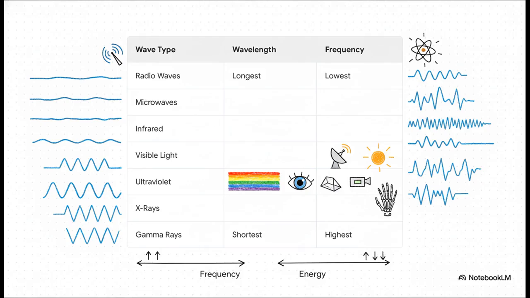And here you can see the whole family laid out. Over on the left, you have long, low-frequency radio waves. And as you move to the right, you get all the way to the super short, high-frequency gamma rays. You'll notice this inverse relationship, right? As the wavelength gets shorter, the frequency and the energy gets way, way higher.